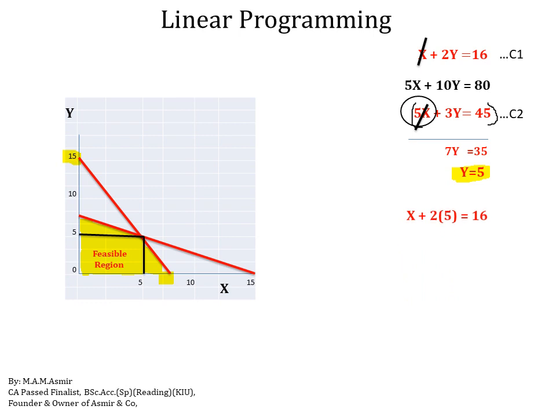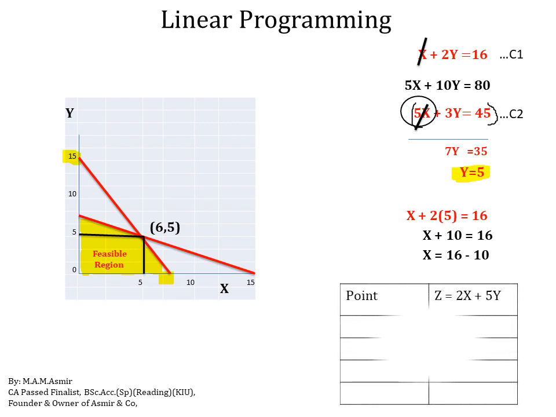To find x, we substitute y equals 5 into any equation. If we choose C1, which means x plus 2y equals 16, then we have x plus 2 times 5 equals 16. So the answer will be x equals 6. So the x and y coordinates for the extreme point are 6 and 5.